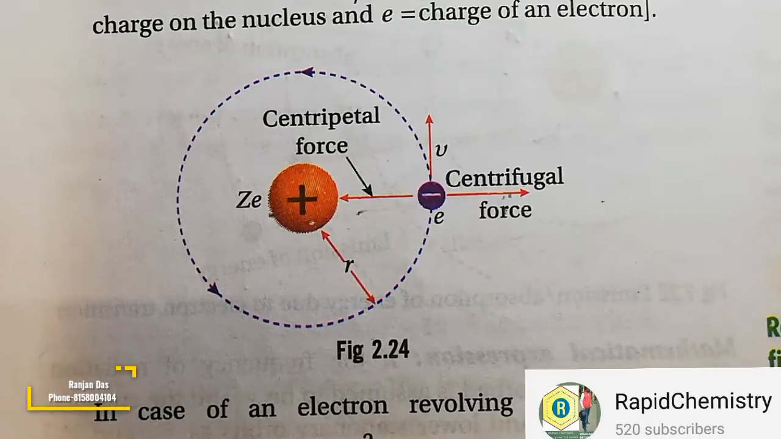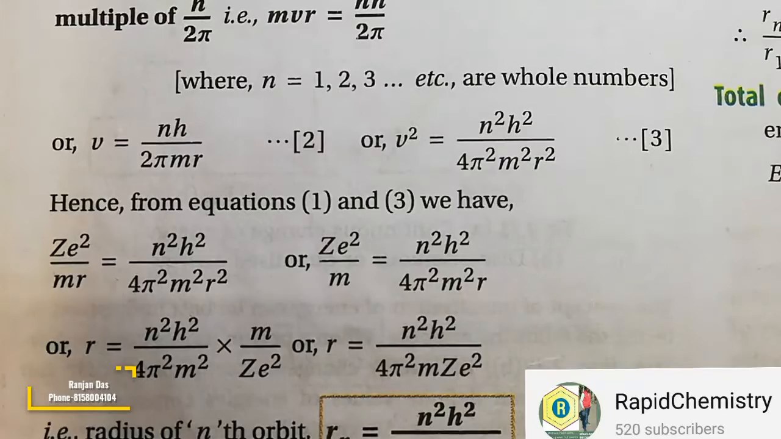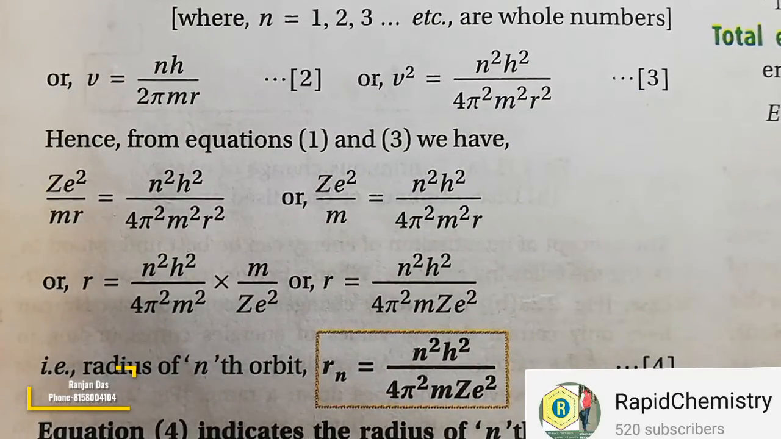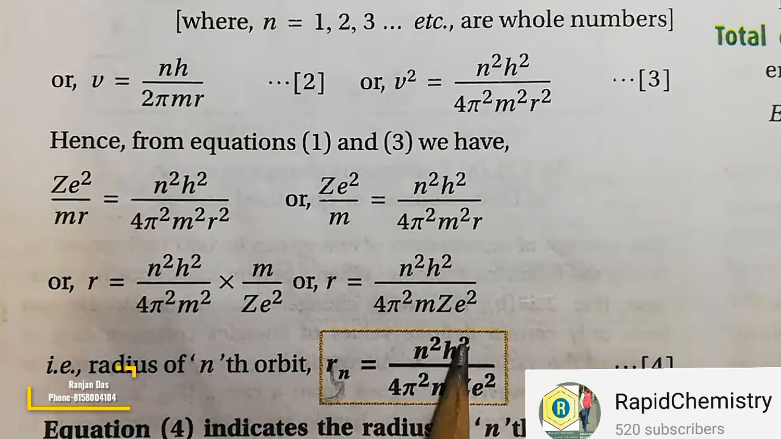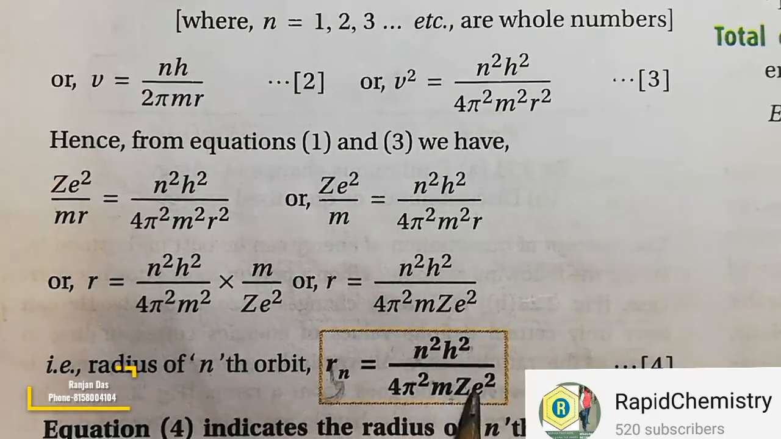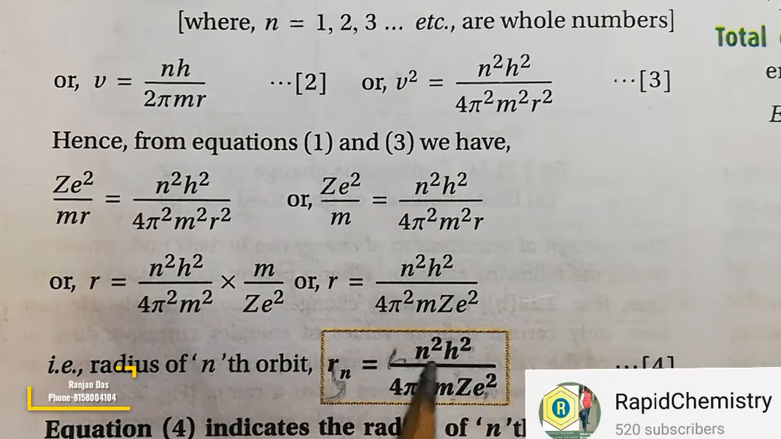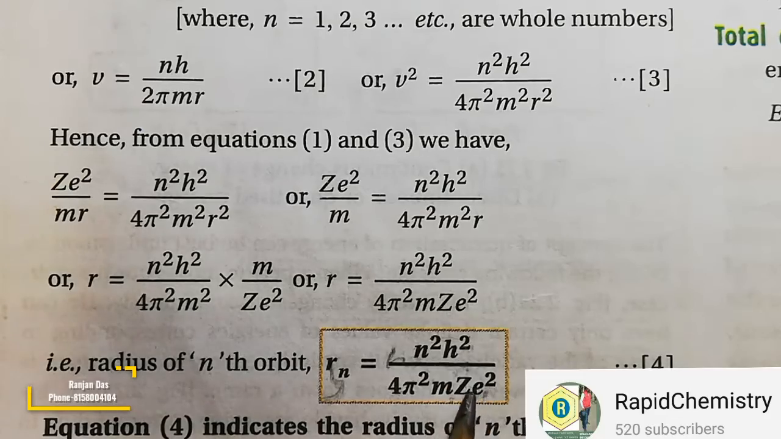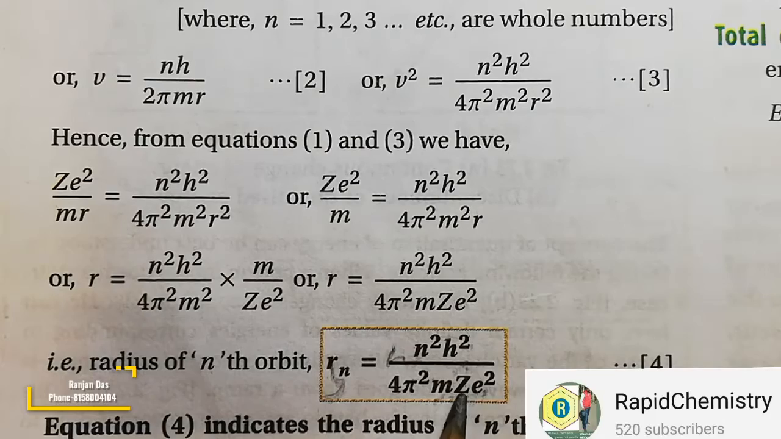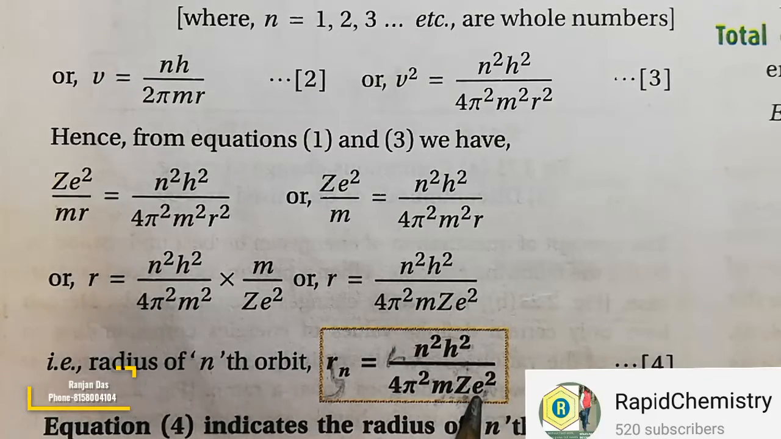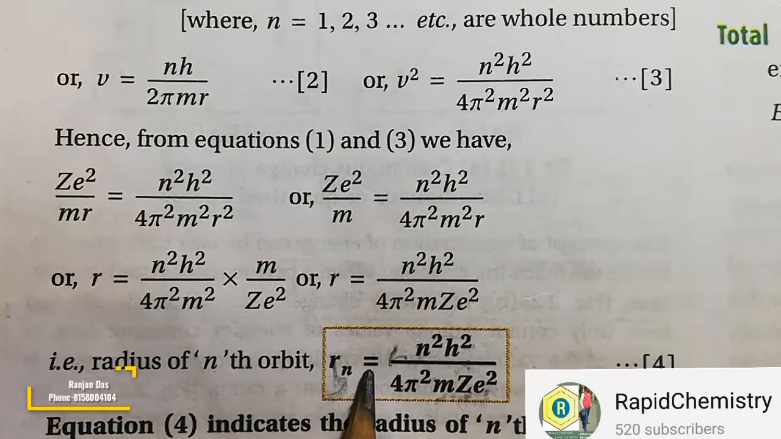From this balancing of forces, Niels Bohr calculated the radius of the nth orbit, which we have to remember: n square h square by 4 pi square m Z e square. What are the terms? n is the number of the shell, h is Planck's constant, m is the mass of the electron, Z is the atomic number of that element, and e is the charge of the electron. So that is the radius of the nth orbit.